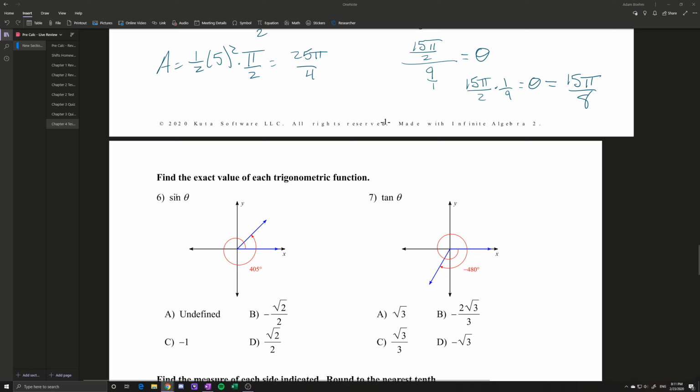Give me 1 second. I'm going to get a unit circle up so you can see what I'm talking about.